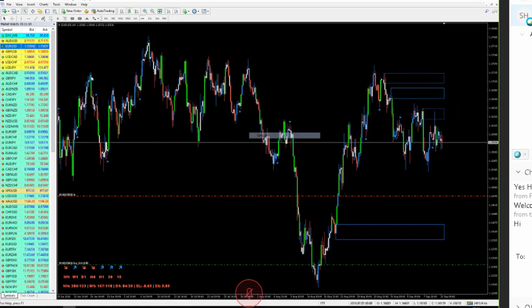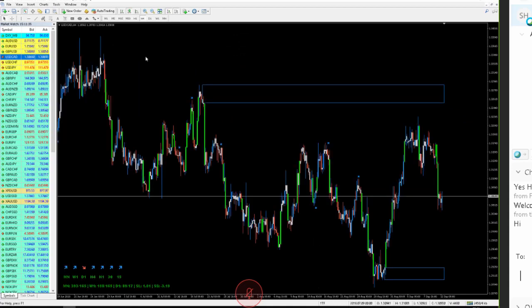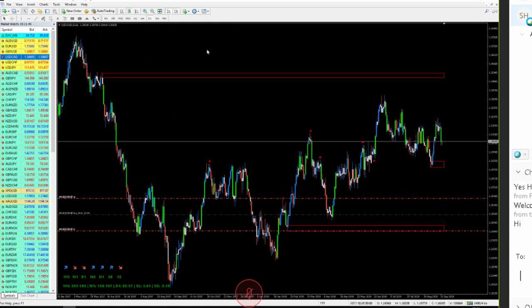Let's just put the template on. Right, let's do the dollar CAD and have a look here. So let's identify an area now that we could consider for trade. So something that hasn't happened just yet. Let's go to the daily chart and see what's going on.